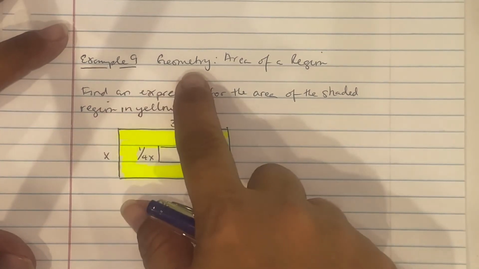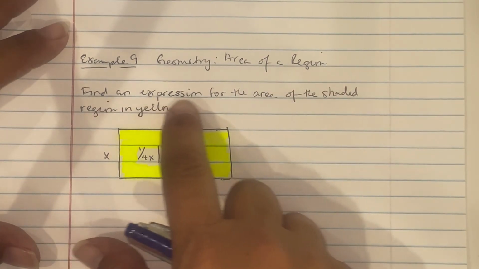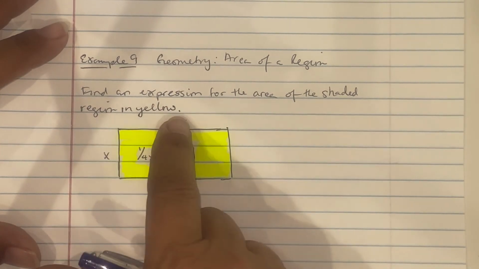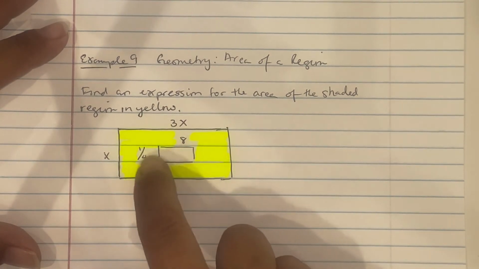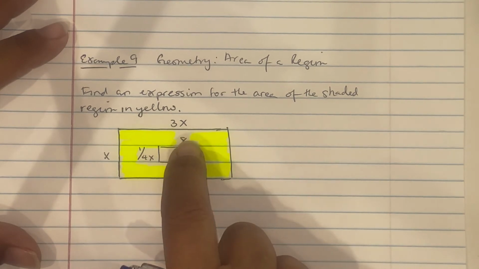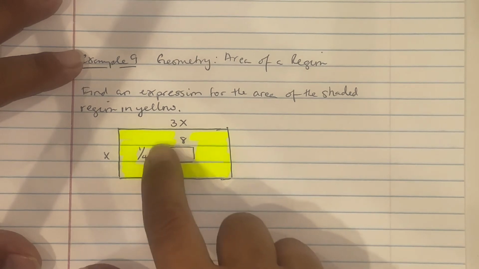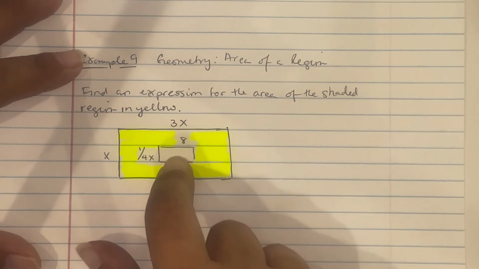Okay, in example 9, it says geometry, area of a region. It says find an expression for the area of the shaded region in yellow. So we have a rectangle that has a length and a width. And then there's a rectangle cut out on the inside. It's drawn with a length and a width. And they want the area of the shaded portion. So I'm eliminating that small rectangle.